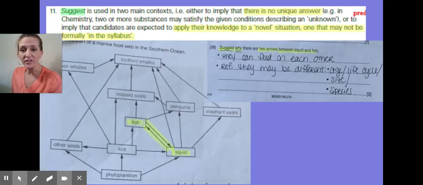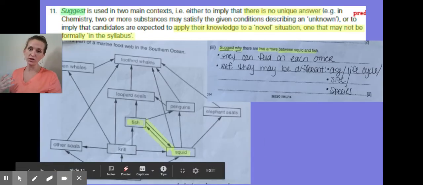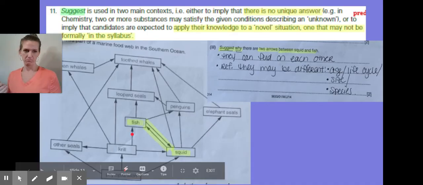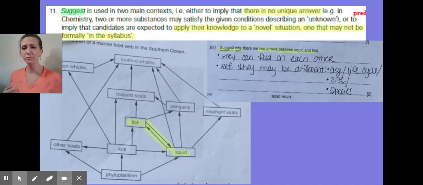They can feed on each other because you might have a little pygmy squid and a large fish could eat it. Or you can have a colossal squid, a very big squid, giant squid, and it can feed on the fish. Also, you have to think about not just species, but life stages.